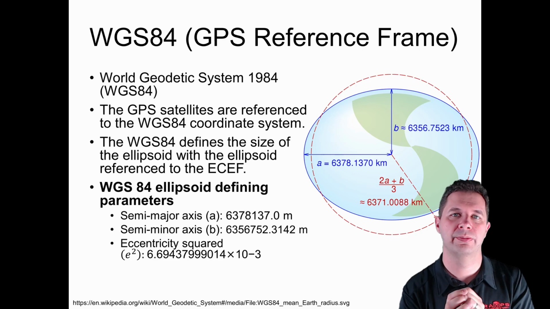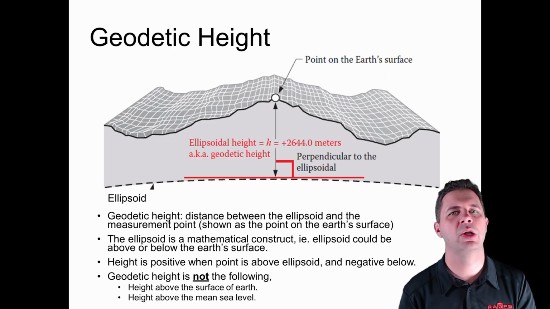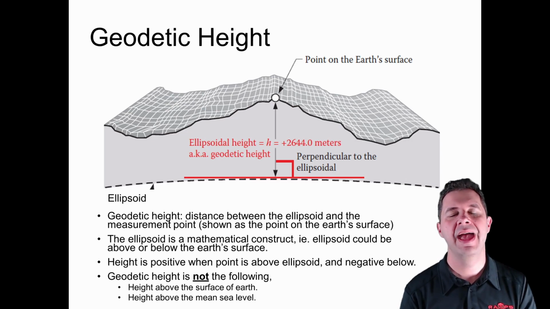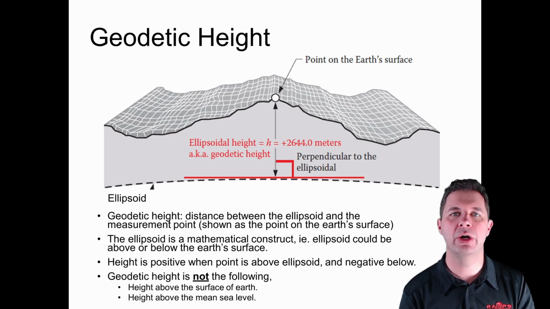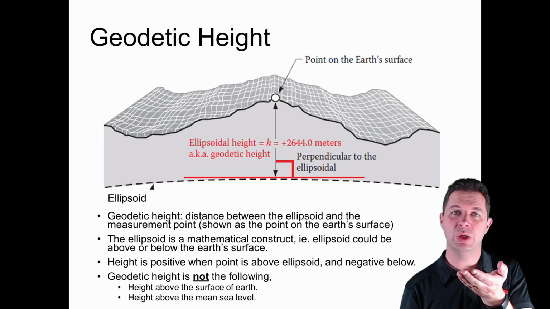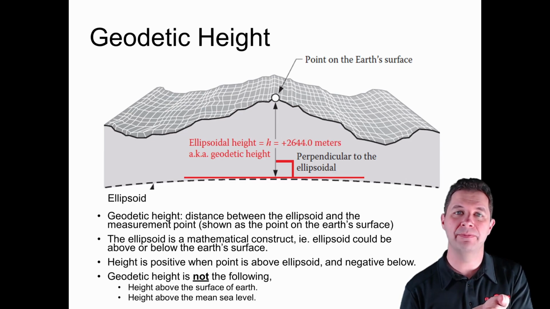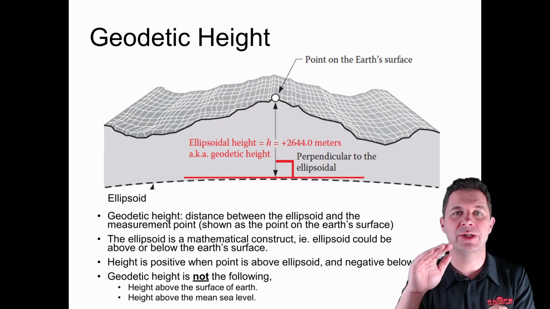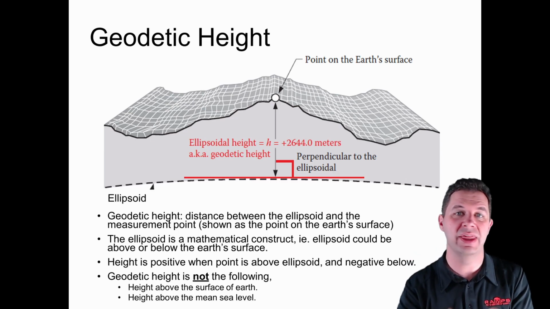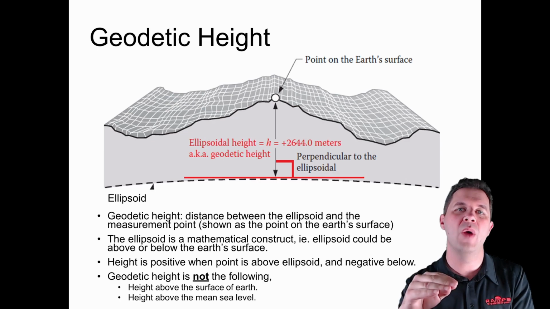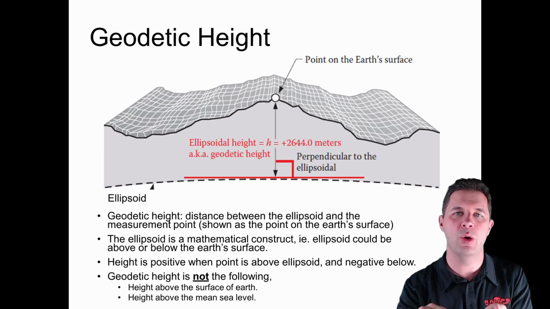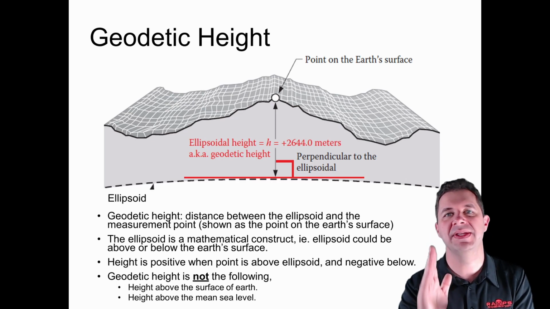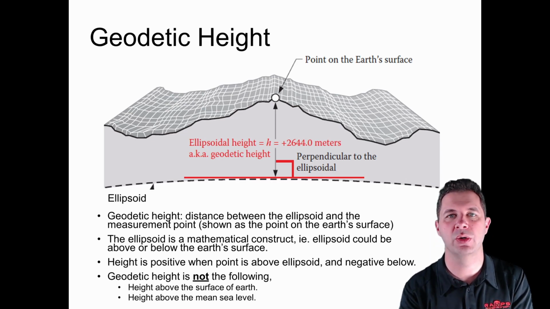Now, we've talked a lot about latitude and longitude, but what about height? Well, we have this thing called geodetic height. Geodetic height is where we're trying to work out the difference between the surface of our ellipsoid and going directly up from there, the height at a particular spot on the Earth, whether that be at the top of a mountain, deep in a valley, or somewhere in between. So that height is directly perpendicular up from the surface of our ellipsoid.